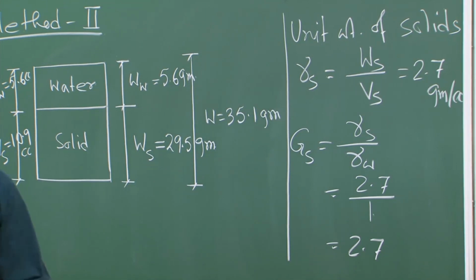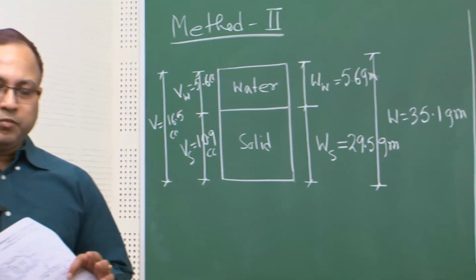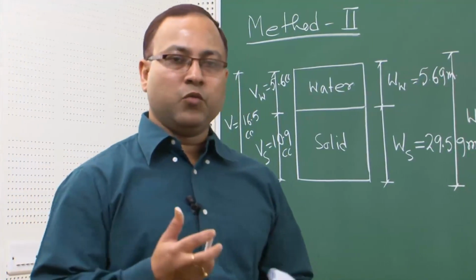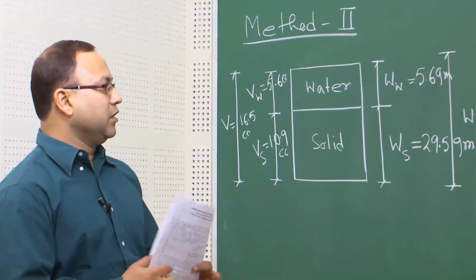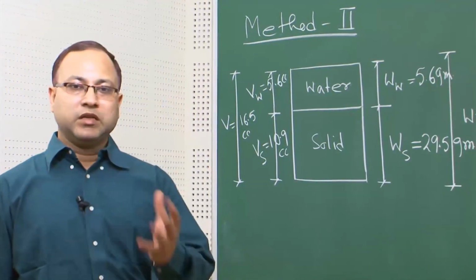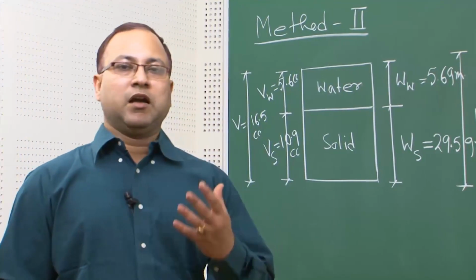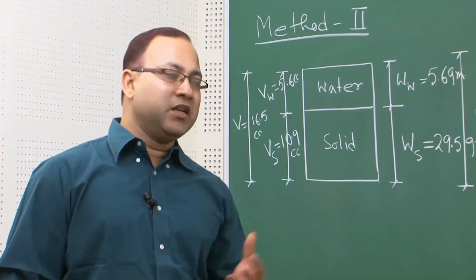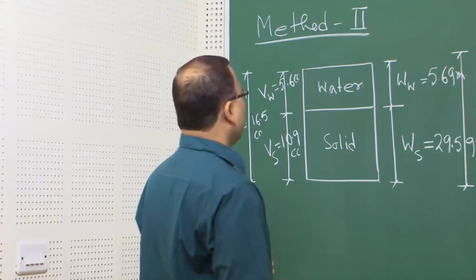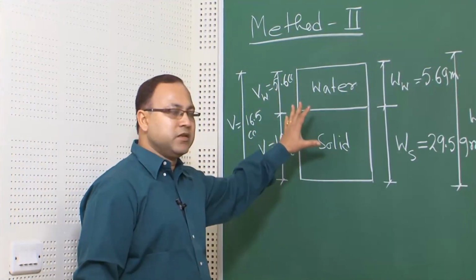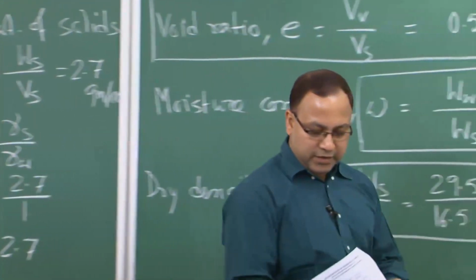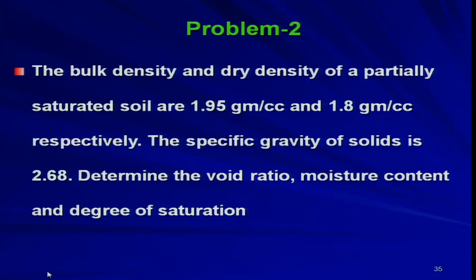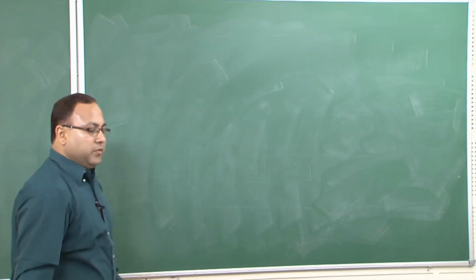So this is the whole problem, problem 1, and it has been solved by two different methods. In the first method you need to establish or remember some relations among the parameters, whereas method 2 describes the problem starting from the basics, which is your phase diagram. Okay. So we will take the next problem, that is problem 2.